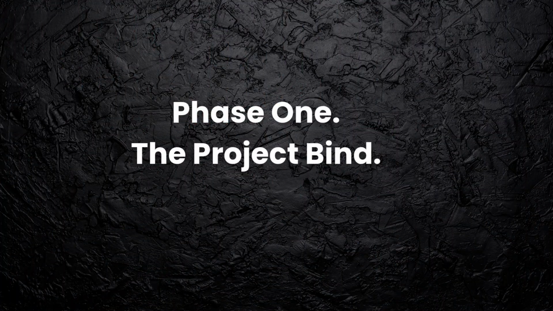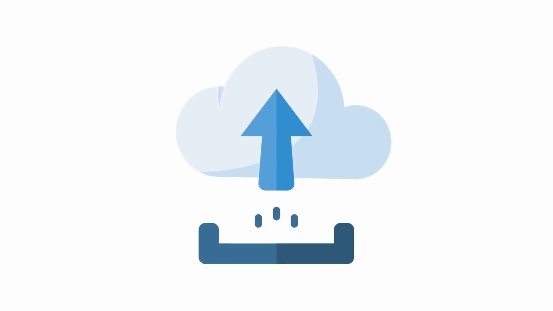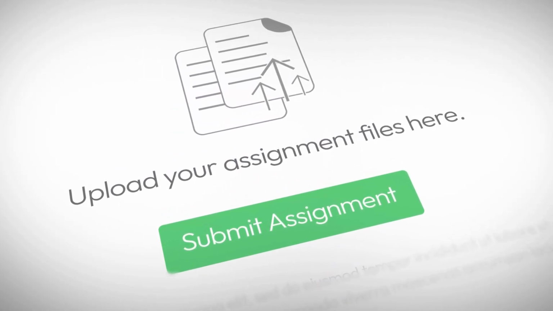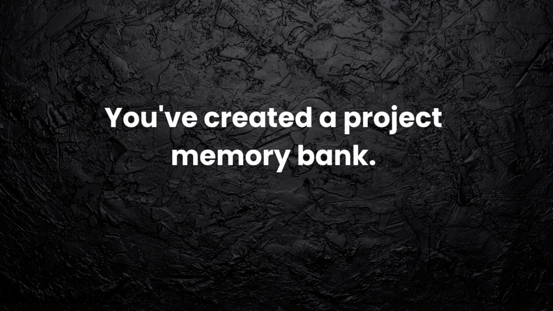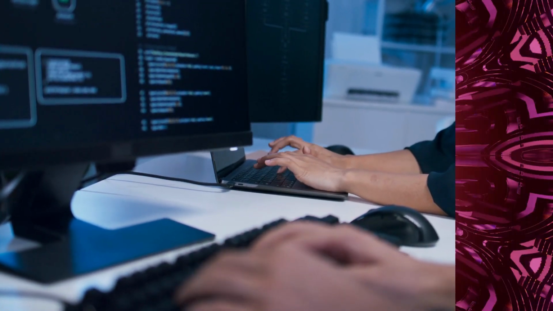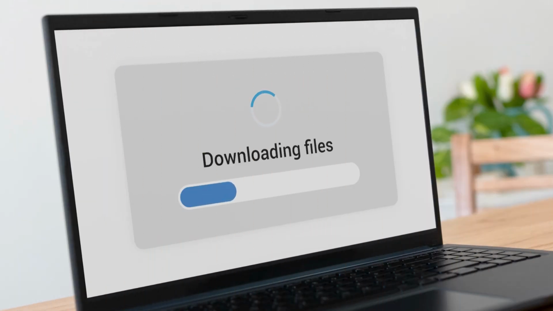Phase 1. The project bind. Think of this as building a digital brain for your project. Stop copy-pasting information into endless chats. Instead, upload the brief, upload your references, upload your templates, upload anything the AI needs to understand the project. Once these sources are attached, you've created a project memory bank. And this is important, because one of the biggest frustrations with AI is hallucination. The model simply doesn't know enough about your project, but once your information is attached, it stops guessing, it starts referencing, and that's when things get interesting.